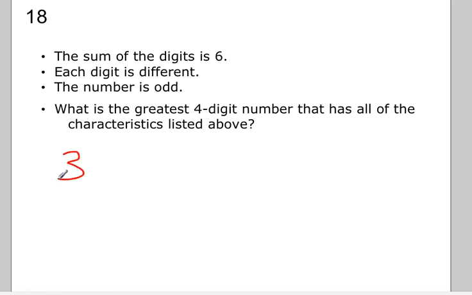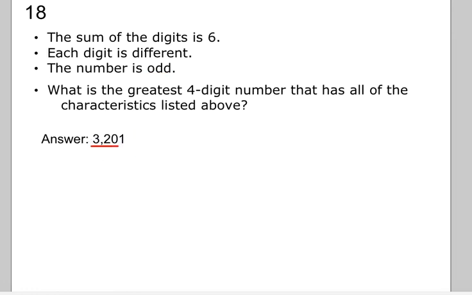So you're going to start with 3, and then you think, okay, well, the biggest is if I just go 3, 2, 1, 0, right? Problem is 3, 2, 1, 0 is not odd. So you're going to need to flip-flop your 1 and your 0. And then you get 3, 2, 0, 1 would be the answer.